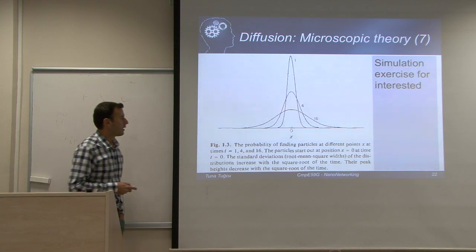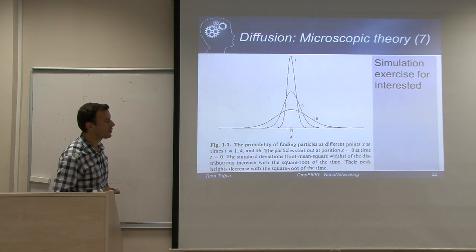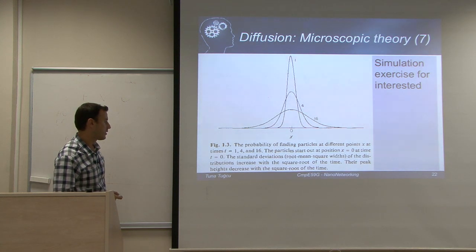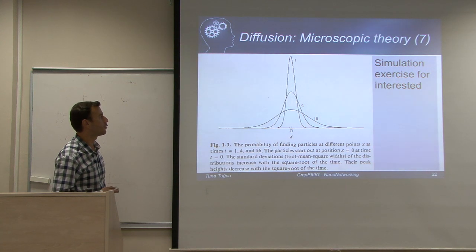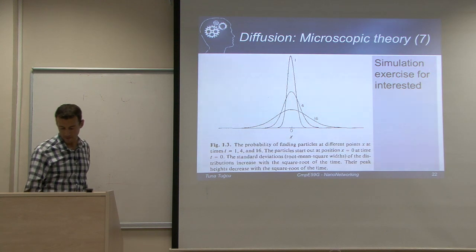In the second one, it is shown that if you wait for 1 second, you will have such a distribution. Most of the molecules will be around the center, and the deviation will be like this. If you run the simulation for 4 seconds, you will have fewer molecules in the center, because they start going to the sides. It says that the peak height decreases with the square root of the time. So if you run it for 2 seconds, it will not go half. Only if you wait 4 seconds will the number of molecules in the center be halved.